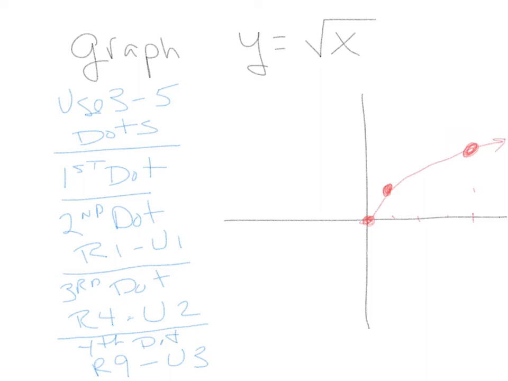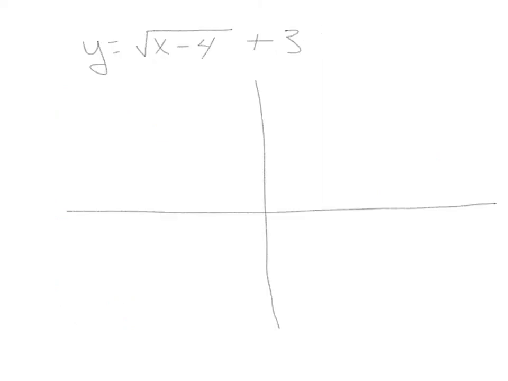If we had to place a fourth dot, we'd have to go square root of 9 is 3, so we would go back to our starting point and count to the right 9 dots, 9 spaces, and go up 3. Okay, let's do a transformation.